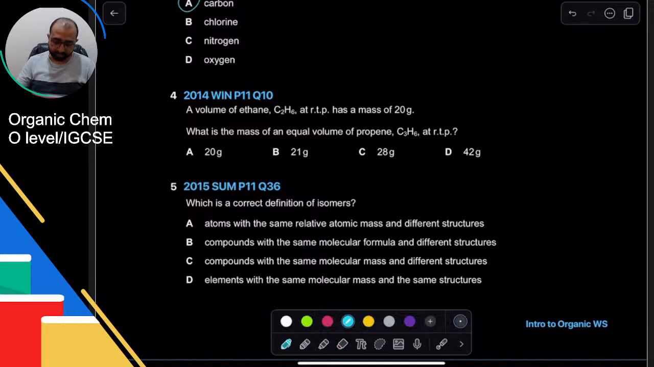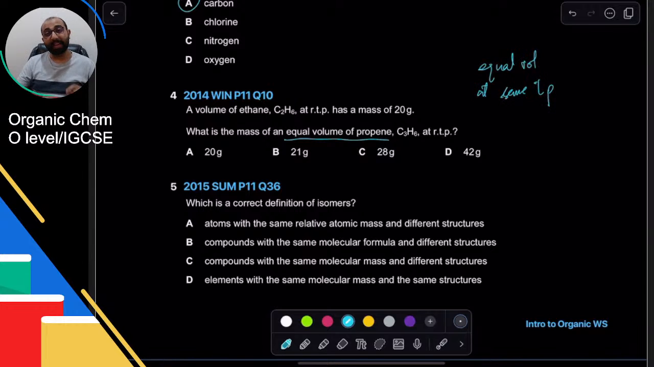The underlying idea is that when you have equal volume of gases at same temperature and pressure, that means that you have same moles. So अगर मोल सेम है तो उसका मतलब है वॉल्यूम सेम है, या वॉल्यूम सेम है तो मतलब मोल सेम है. दैट इज एवोगाड्रोस लॉ. सो यहाँ पे अगर वो कह रहा है कि आपके पास ईथेन की सेम मोल्स हैं और उसका मैस है 20 ग्राम, सो प्रोपीन का कितना होगा?